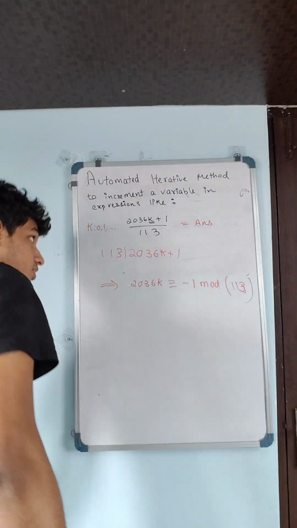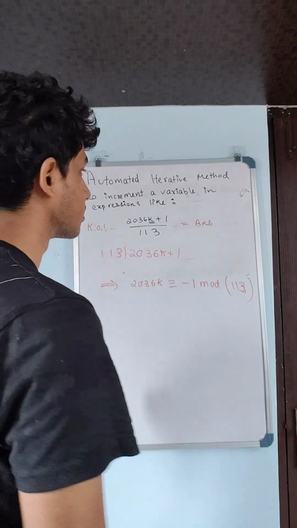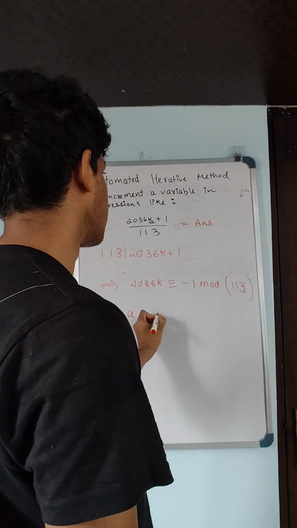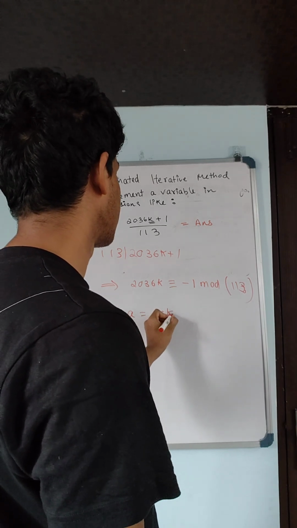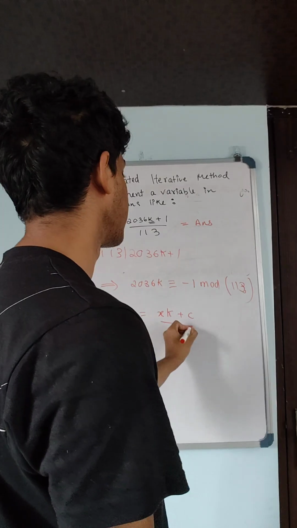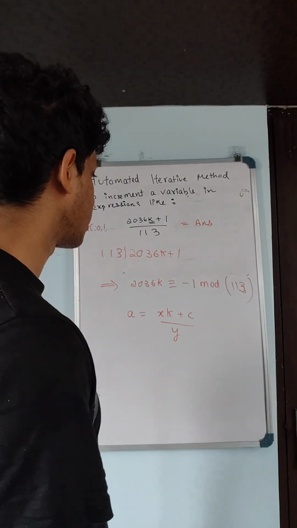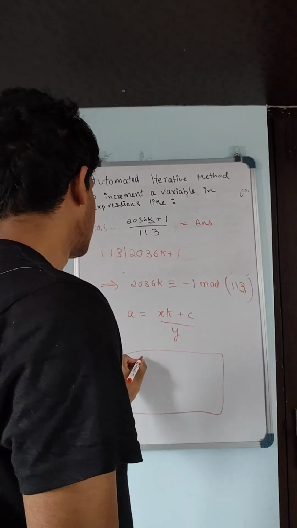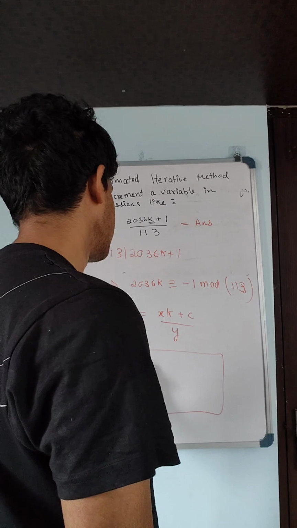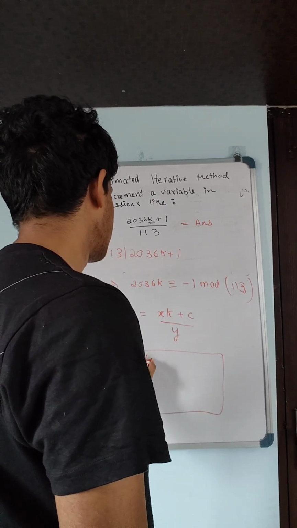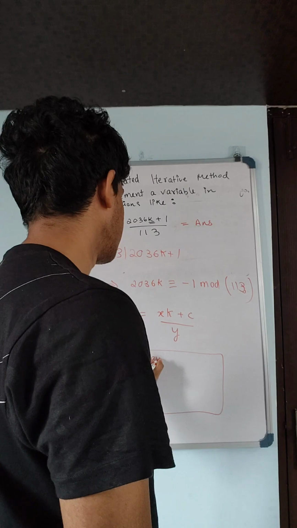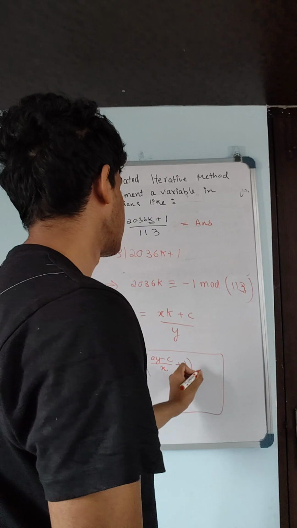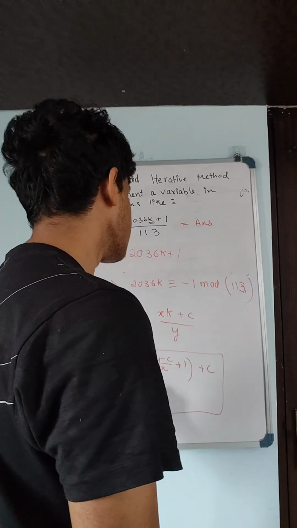If you have any other question, I would recommend you not mug up this formula, but simply form the equation yourself. So say I have to solve a question like xk plus c by y. The general form of what you have to put into your calculator would be x into a y minus c by x plus 1 plus c by y.